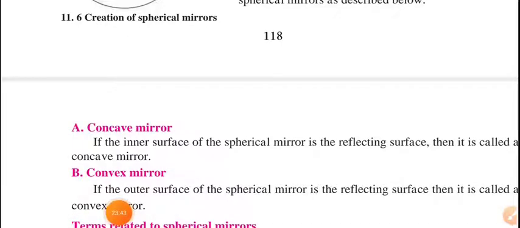We will stop our lecture over here, and your homework is to write the difference between plane mirror, concave mirror and convex mirror. You have to make 3 columns for the same: in one column plane mirror, in the second column concave mirror and in the third column convex mirror. You have to write how to distinguish these 3. We will stop our lecture over here.